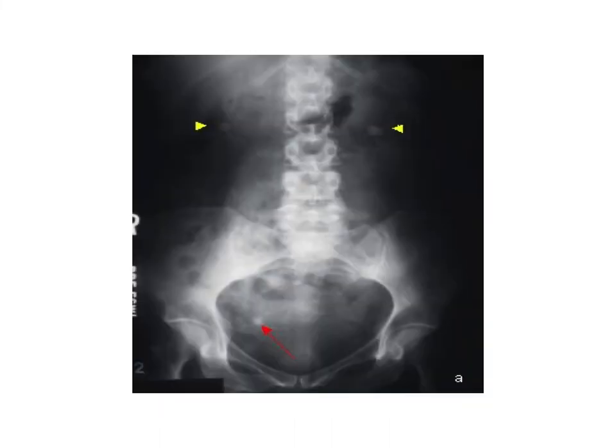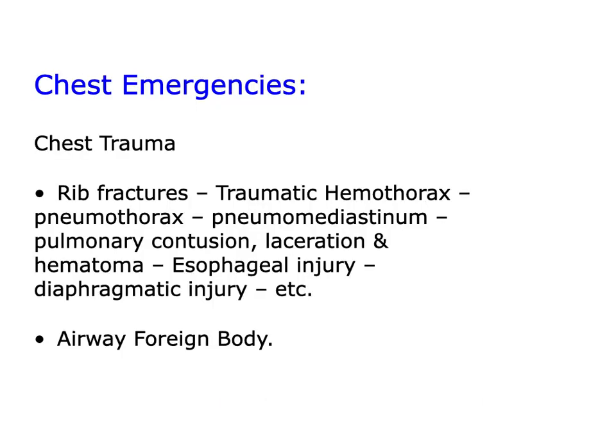So this is the same thing we have here. The same case, in this case bilateral stones, and also we have this ureteric stone, right ureteric stones. Remember, it can produce a severe right renal colic and can mimic appendicitis.